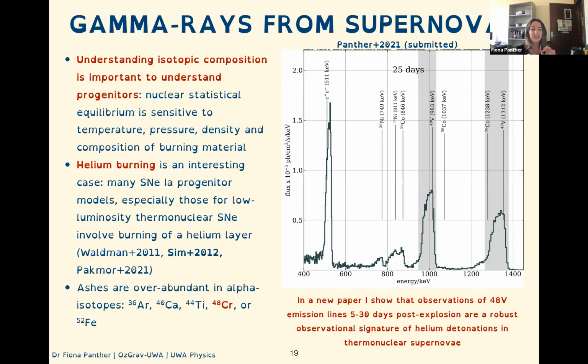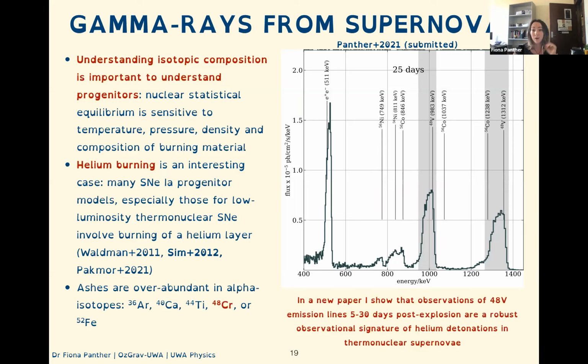It turns out you can't really detect the chromium emission lines, but the vanadium, on the other hand, you can. So in the most recent paper I've put out, I'm showing that you can use observations of vanadium-48 emission in the 5 to 30 days post-explosion as a robust observational signature of helium detonations in thermonuclear supernovae. And the gray bars in the plot I'm showing here show where the vanadium emission lines are in a particular canonical model that we use for these helium detonations.